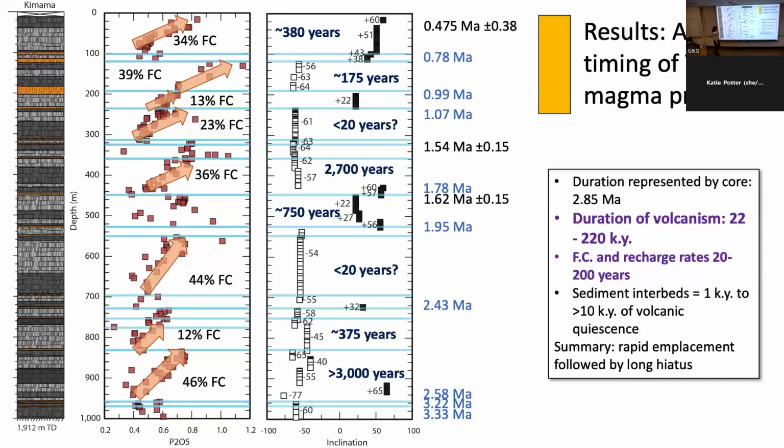One thing to point out here, as I mentioned earlier, is that when these basalt flows erupt from a vent, they're not stacking right on top of each other. So drill core is never a complete record of volcanism. We are probably making a lower estimate of the duration of volcanism because we're not sampling a continuous record through time. So this is rapid emplacement followed by long hiatus, but we recognize that volcanism is continuing or occurring elsewhere in the Snake River Plain during this time.